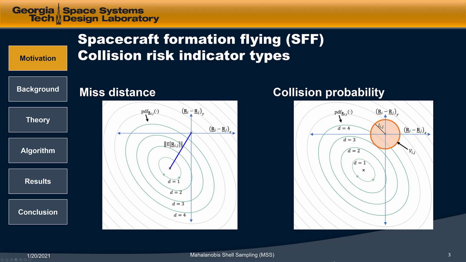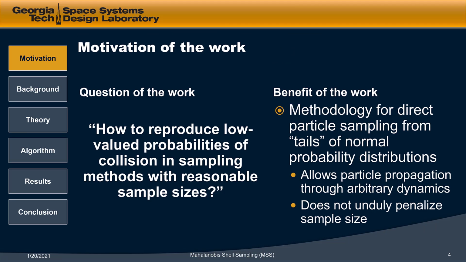The other type of collision risk indicator is the probability of collision, which is the probability mass of the relative position which is inside of a collision region. Collision risk is mitigated by setting constraints in an optimal control problem in terms of these indicators. This work focuses on one type of probabilistic collision risk indicator, namely the kinematic or instantaneous probability of collision.